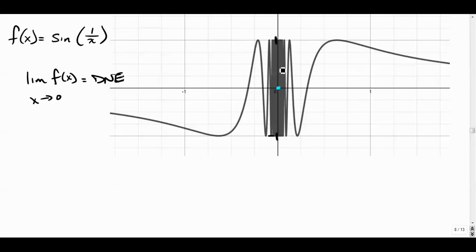because if you were to zoom in on this, and I'm not going to, you would see that the graph just keeps bouncing back and forth really, really wildly. The limit does not exist. It doesn't approach anything because it just keeps bouncing back and forth.